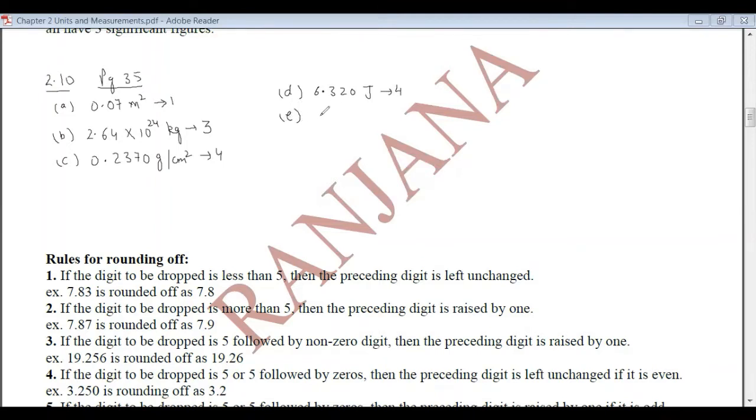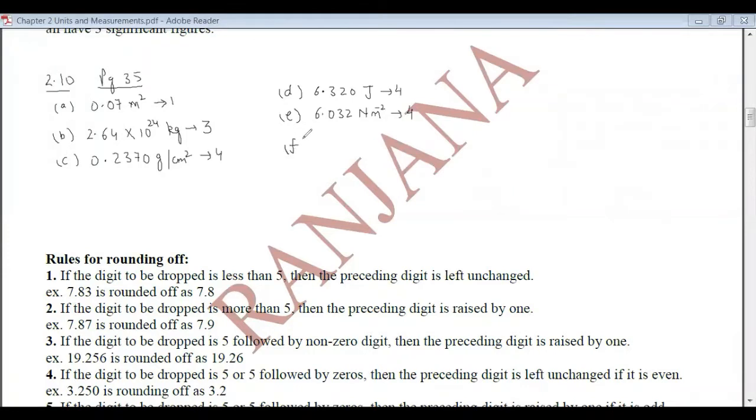Then the next is 6.032 Newton per meter square. Okay, again this zero is coming between two non-zero digits, so it will be considered to be significant. So the number of significant figures here are 4.